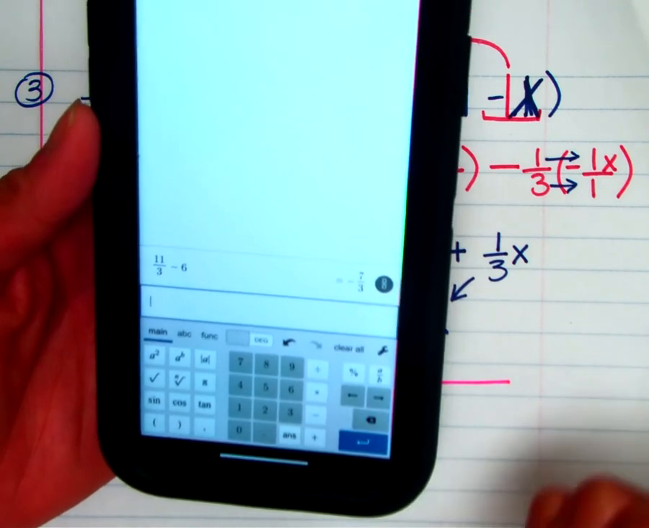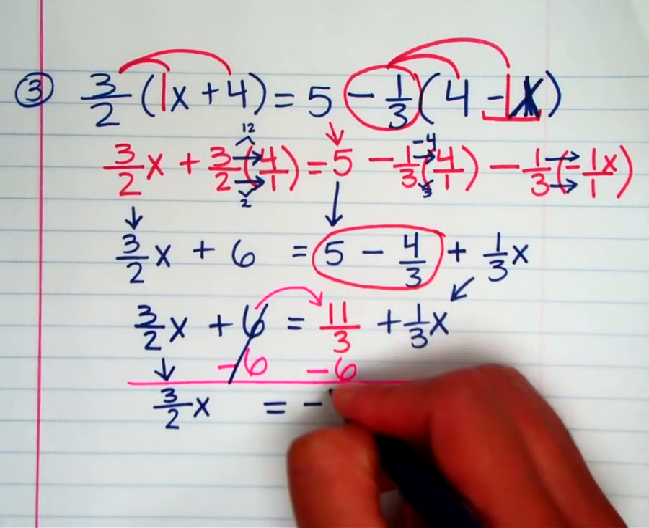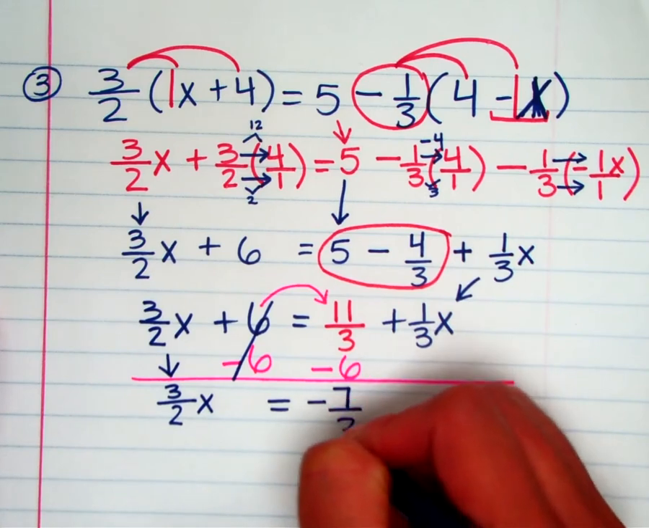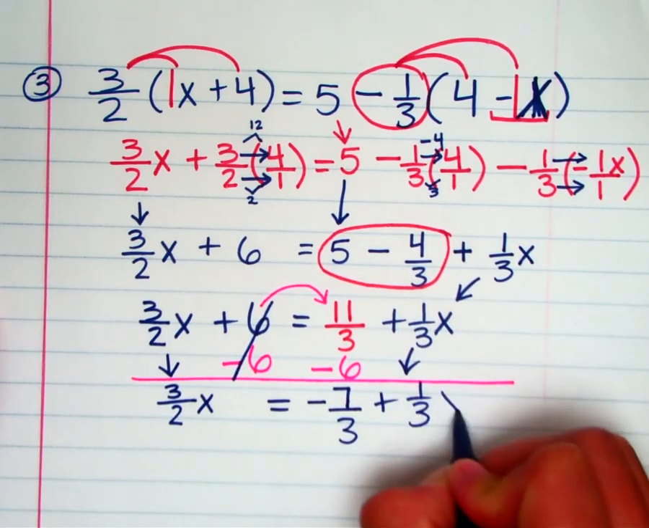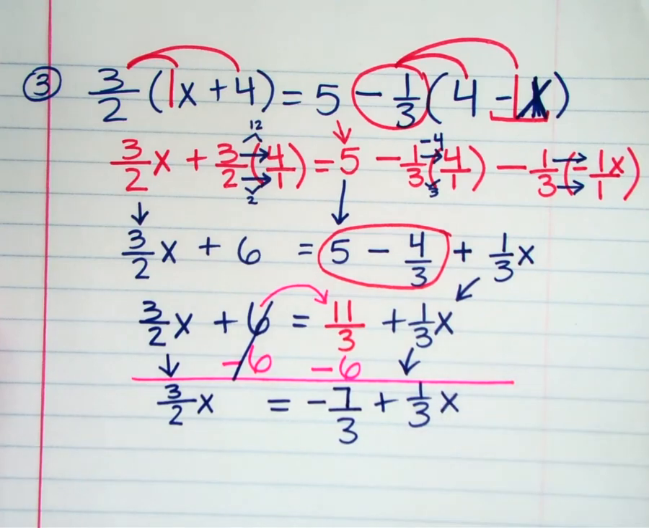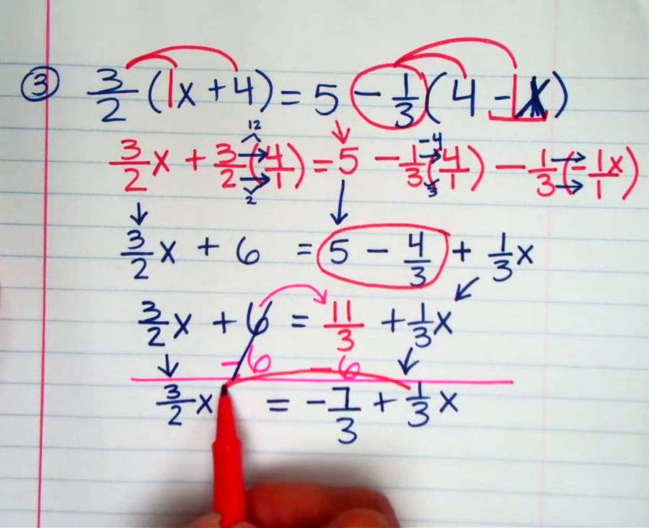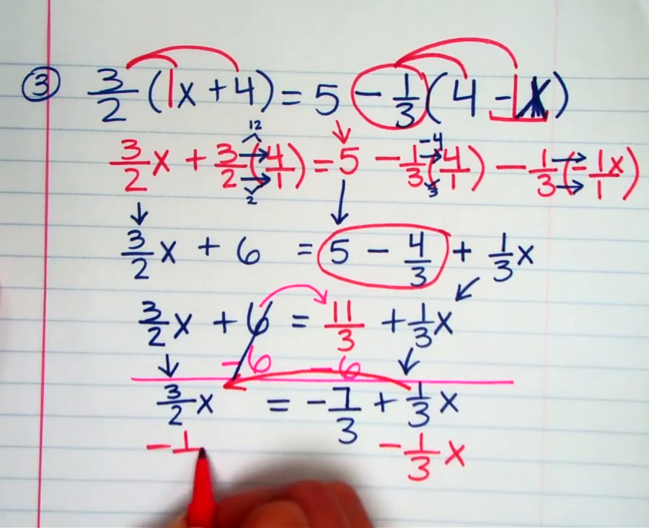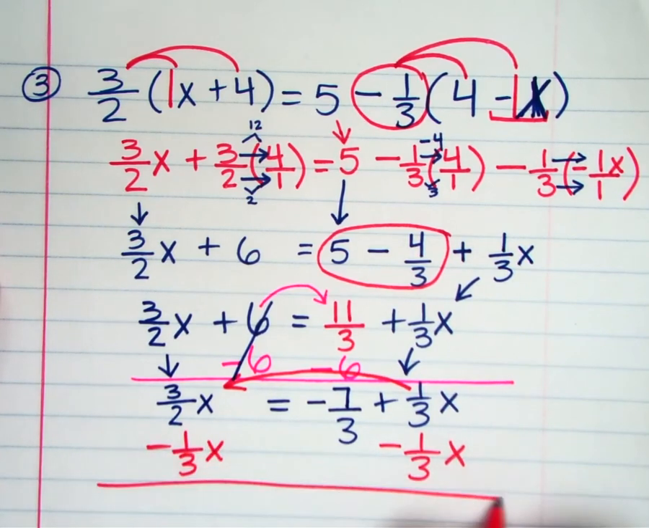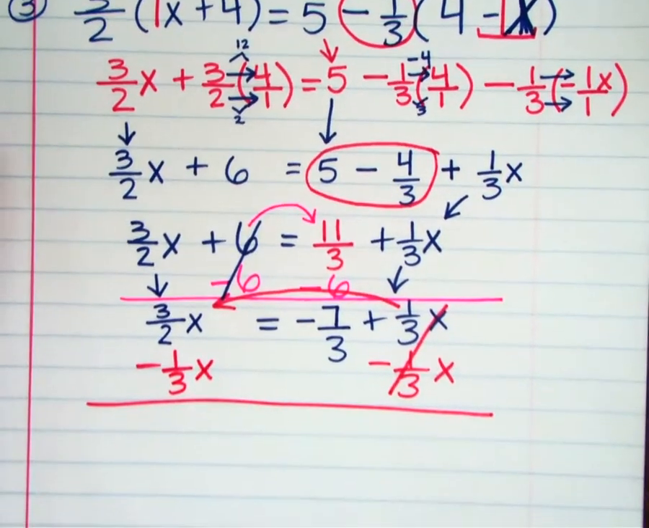So I will put -7/3. Bring down my plus 1/3 x. From here, I can move my variables to the left. So now I want to move this positive 1/3 to the left, and I'm going to subtract 1/3 x, subtract 1/3 x. When I subtract 1/3 from itself, it's going to cancel and go away. I'm going to move my paper up now.